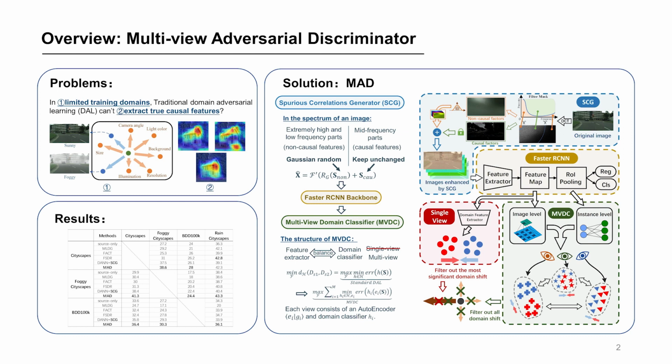The SCG module employs frequency domain augmentations to explore potential non-causal vectors, while the MVDC module guides the feature extractor to align features across different feature spaces. Through extensive experiments across 7 different domains, we have successfully validated the effectiveness and superiority of our approach.